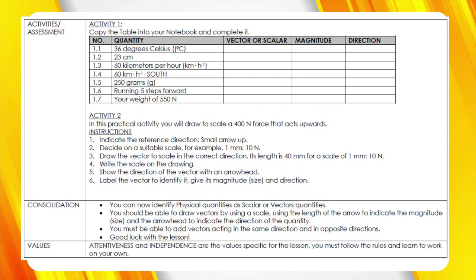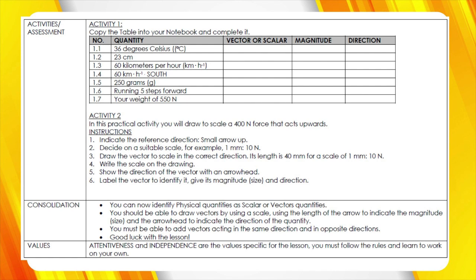Activity 2. In this practical activity you will draw to scale a 400 N force that acts upwards. Instructions. 1. Indicate the reference direction, small arrow up. 2. Decide on a suitable scale, for example, 1 mm : 10 N. 3. Draw the vector to scale in the correct direction. Its length is 40 mm for a scale of 1 mm : 10 N. 4. Write the scale on the drawing. 5. Show the direction of the vector with an arrowhead. 6. Label the vector to identify it, give its magnitude, size, and direction.